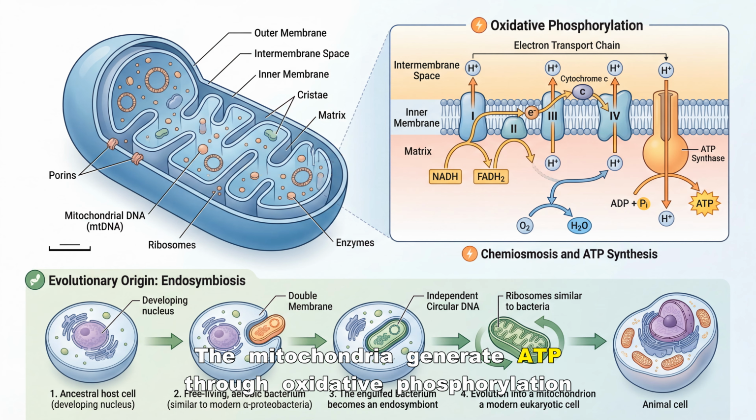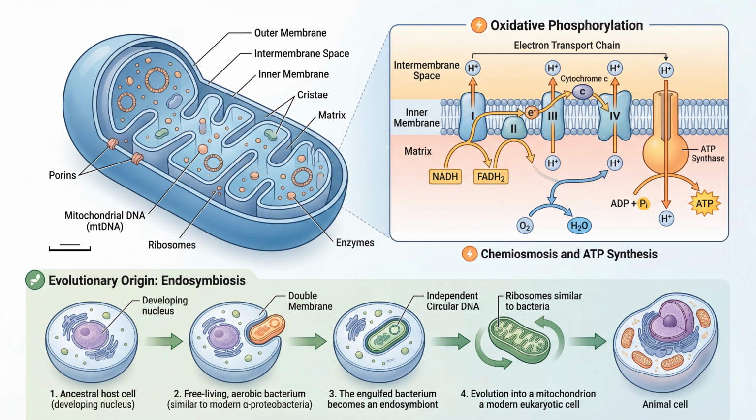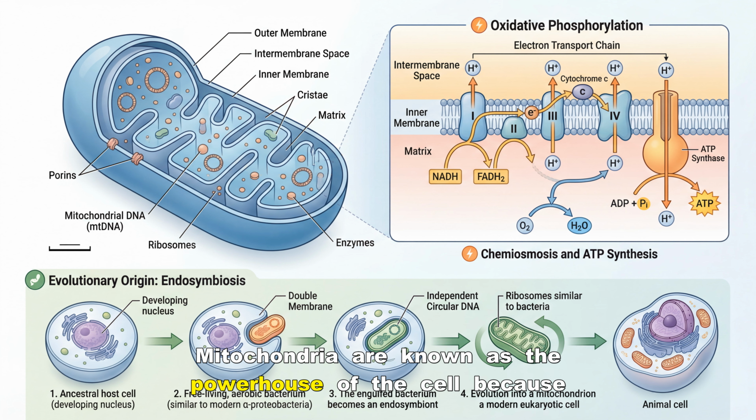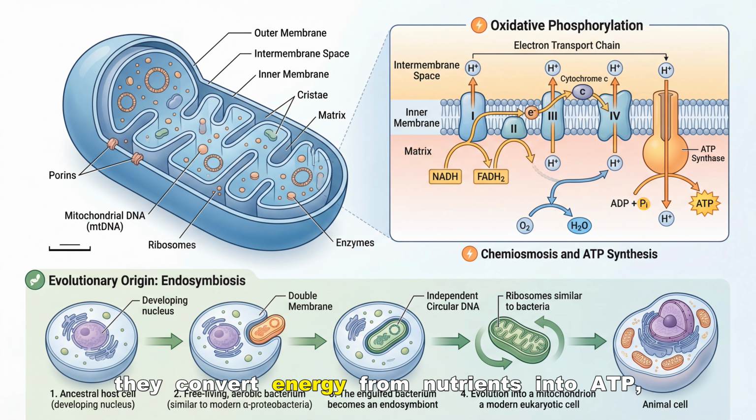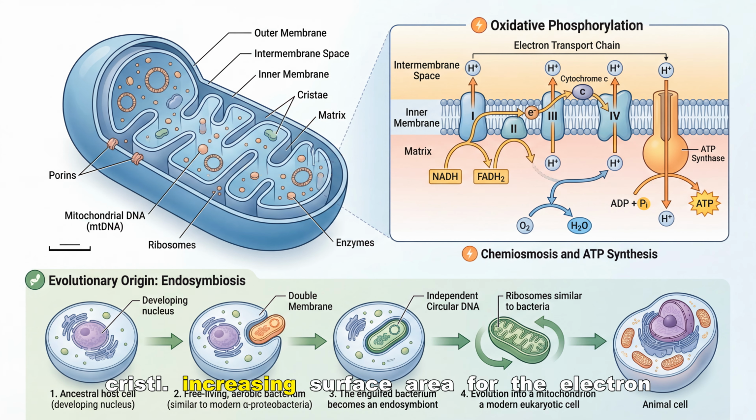The mitochondria generate ATP through oxidative phosphorylation and contain their own DNA, reflecting their evolutionary origin. Mitochondria are known as the powerhouse of the cell because they convert energy from nutrients into ATP, the cell's usable energy currency. They have a unique double membrane structure. The outer membrane is smooth, while the inner membrane is folded into cristae, increasing surface area for the electron transport chain. Inside is the mitochondrial matrix, where the Krebs cycle occurs.